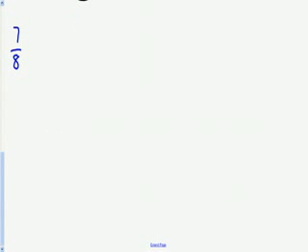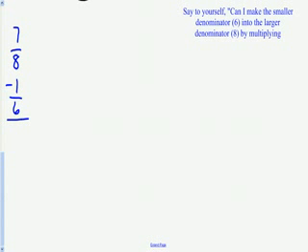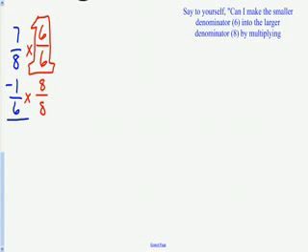Now in this case, I'm going to show you two ways to do this problem. 7/8 minus 1/6. Again, I'm going to say to myself, can I make the 6 into the 8 by multiplying? In this case, I cannot, just like the previous problem. So I'm going to do it just like I did the previous problem. I'll take that 6, make a 6/6 on the top, and multiply it times the top fraction. I'll take the top fraction denominator of 8 and multiply it on the bottom.